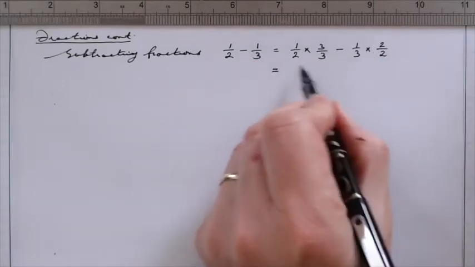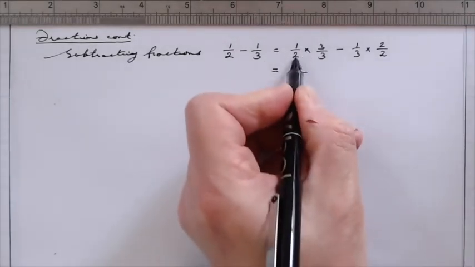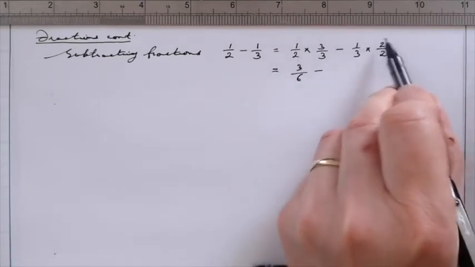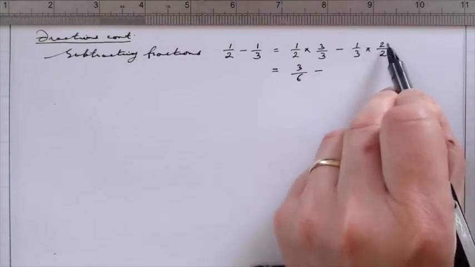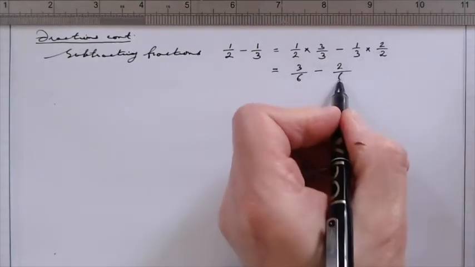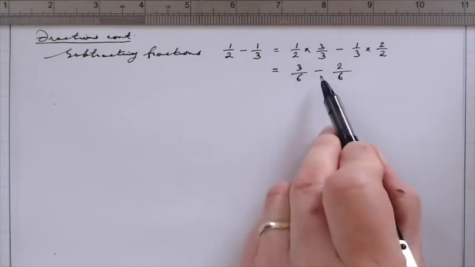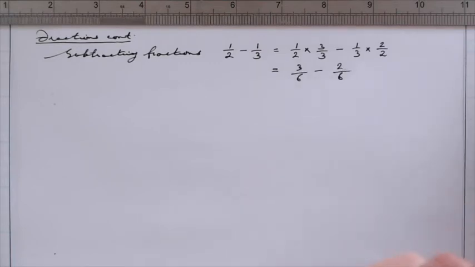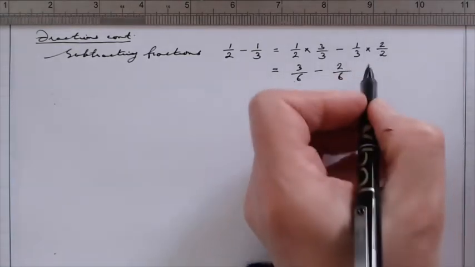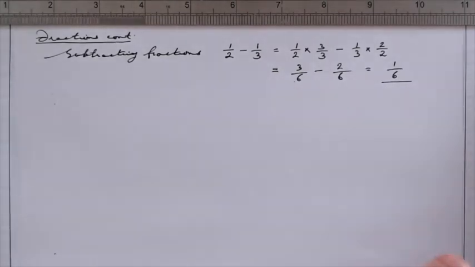So multiplying these two fractions together, I will get on the top 1 times 3 is 3, and on the bottom I'll get 2 times 3 is 6. Take away, multiplying these two fractions, on the top 1 times 2 is 2, and on the bottom 3 times 2 is 6. And you see now I have a very simple piece of arithmetic, because I have 3 lots of something take away 2 lots of something, where that something is 1/6. So 3/6 take away 2/6 will leave us with 1/6, and that is the answer.